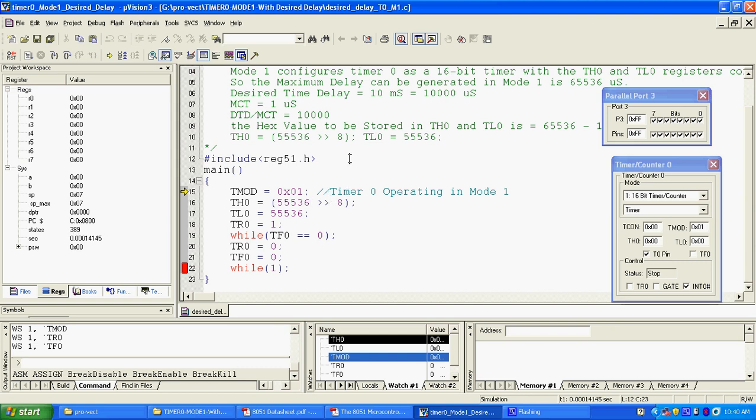Now the state is 389. Now I am pressing F11. Keep on tracking these registers and have a watch on these register values. See, the program is running now. The yellow arrow is going down. Now it says TR0 equal to 1. Now it has entered into the while block. Now it will be staying over there till the value of TF0 is equal to 1.